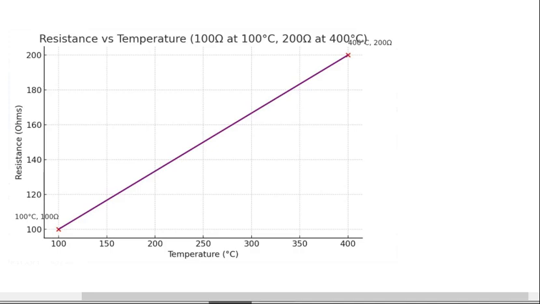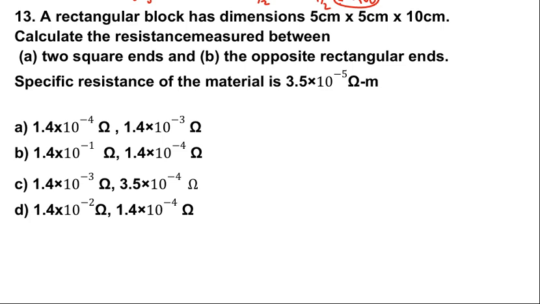And for 100 degrees centigrade, T1, you are getting 100 ohms, R1. And for 400 degrees centigrade, T2, how much you are getting? 200 ohms resistance you are getting. Okay. For the temperature coefficient of 0.005 per degree centigrade. Next question.